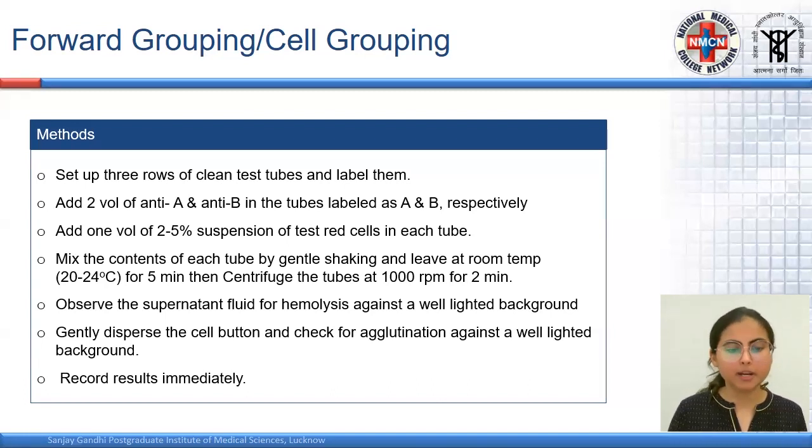Then you have to mix it by shaking gently, leave it at room temperature, and then centrifuge it for 1 to 2 minutes at 1000 RPM. Then take out the tube from the centrifuge and gradually roll it in your 3 fingers against a well-lit background. Disperse the cell button to check for agglutination. If the cell button is getting dispersed, that means the reaction is negative. If the cell button is partially getting dispersed or not getting dispersed at all, that means it is a positive reaction.